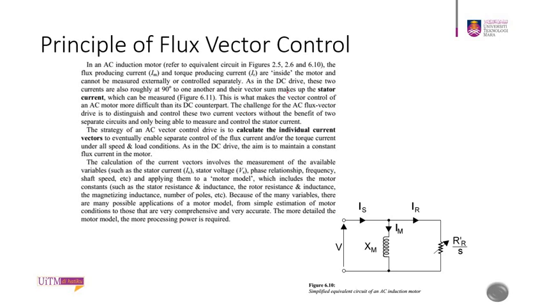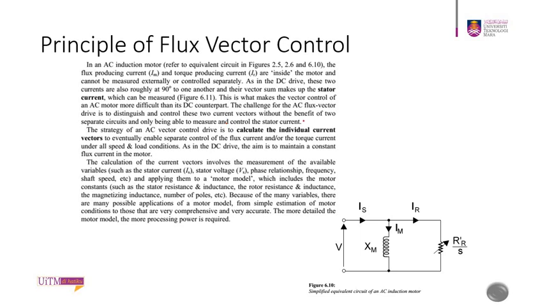So as in a DC machine, these two currents are roughly 90 degrees to one another, and their vector sum makes up the stator current, which can be measured. And this is what makes the vector control of the AC motor more difficult than its DC counterpart, because we cannot control the rotor part of the machine. So the challenge for the AC flux vector drive is to distinguish and control these two current vectors without the benefit of two separate circuits, and only being able to measure and control the stator current.